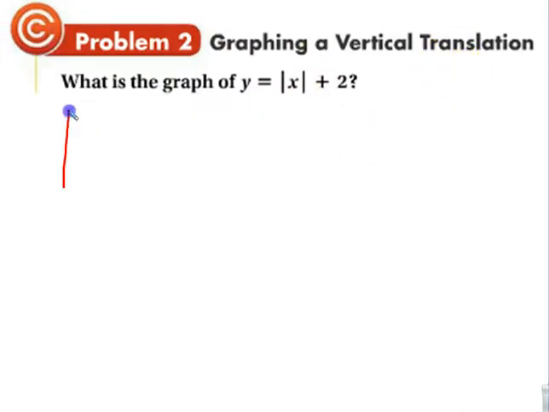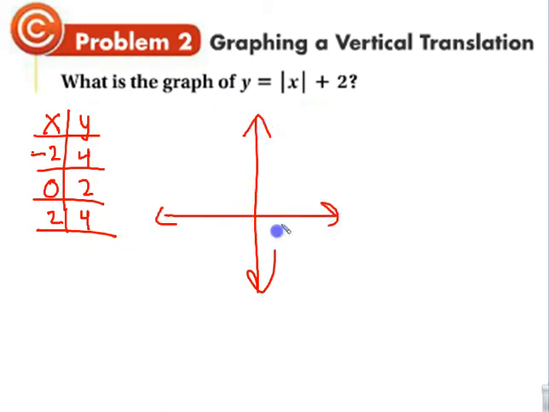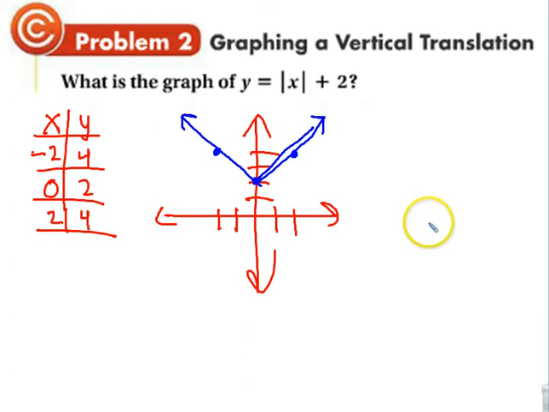Okay, so remember what we do is we just pick some points. Try and pick 0, a negative, and a positive, and make sure that you see what's happening. So 0, that's 2, 2, that's 4, -2, that's also 4. I graph the points 0, 2, 2, 4, -2, 4, and I draw. Oops, missed that. Okay, that's my absolute value.